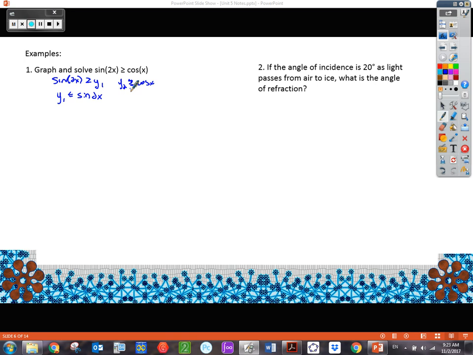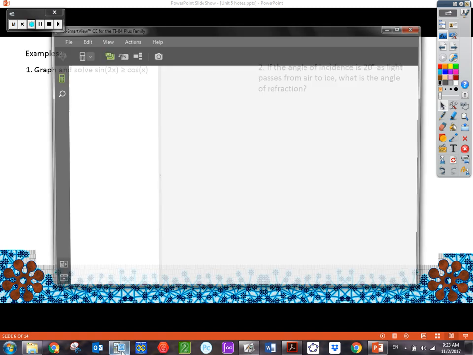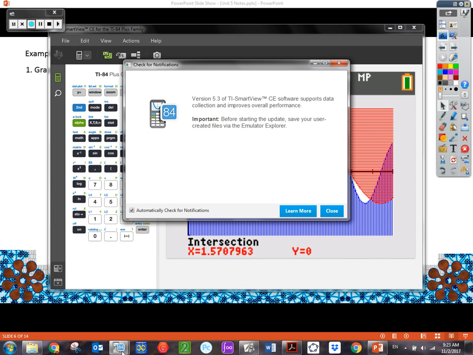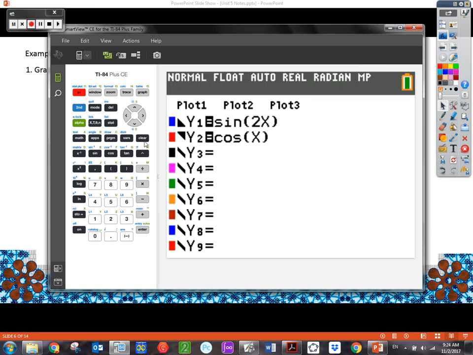Are we okay? Now, go ahead and make sure your calculator is in radian mode. It's not going to do a very nice job of graphing if it is in degree mode. So I'm just going to start over again so we're on a clean slate. So, all right, y1 is sine 2x.